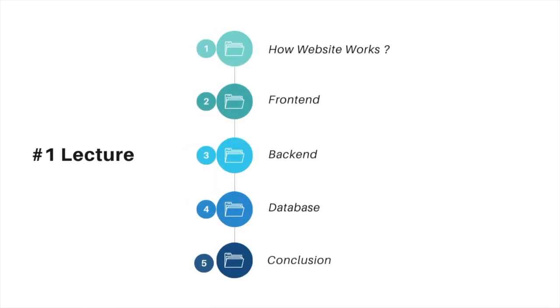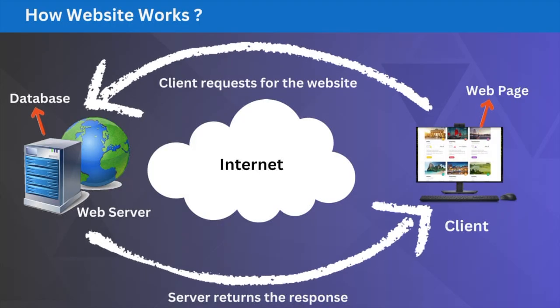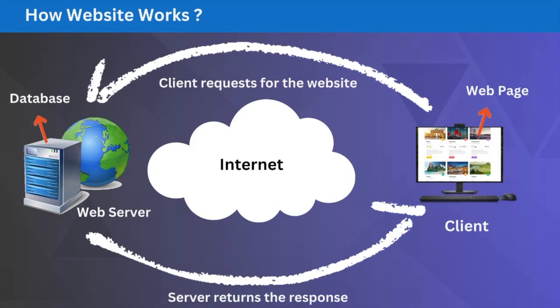Let's get started. So now, in this first lecture, we are going to talk about how a website works, front-end, back-end and database. Along with this, we are also going to talk about the popular frameworks which we'll learn under this course, like Bootstrap, Django and Angular. First of all, let's talk about how the website works.